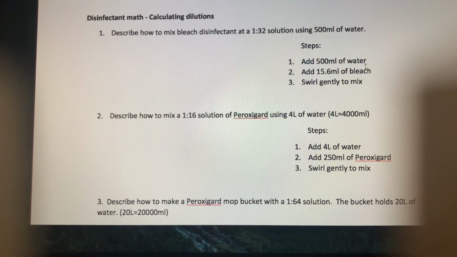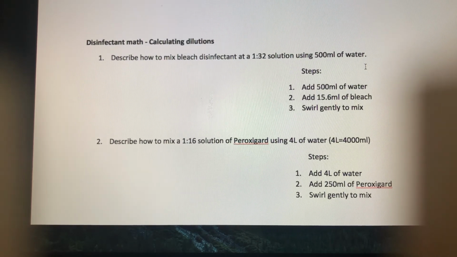So I talked about making sure you have the correct dilutions of your disinfectants. So I have some sample math questions for you here. We're going to describe how to mix a bleach disinfectant at a 1 to 32 solution using 500 mLs of water.